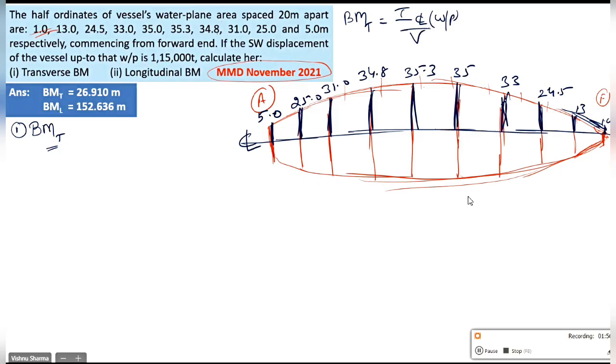So with reference to this diagram, beta, BMT is equal to ICL of the water plane divided by volume of displacement. Have I written the formula correctly with reference to the diagram? So the reference axis in this question is the center line. Half breadths are the ordinates. Is it a case of horizontal ordinates or vertical ordinates? Vertical.